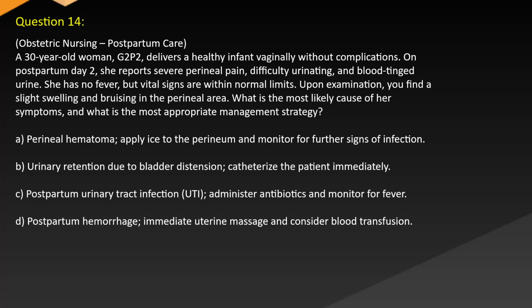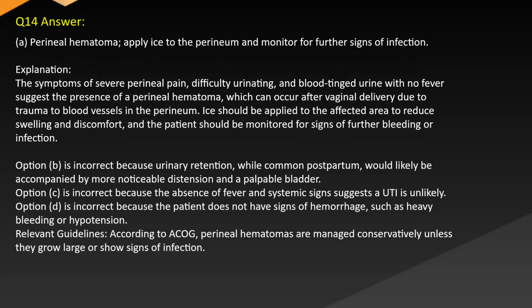A. Perineal hematoma. Apply ice to the perineum and monitor for further signs of infection. B. Urinary retention due to bladder distension. Catheterize the patient immediately. C. Postpartum urinary tract infection, UTI. Administer antibiotics and monitor for fever. D. Postpartum hemorrhage. Immediate uterine massage and consider blood transfusion. Answer: A. Perineal hematoma. Apply ice to the perineum and monitor for further signs of infection.